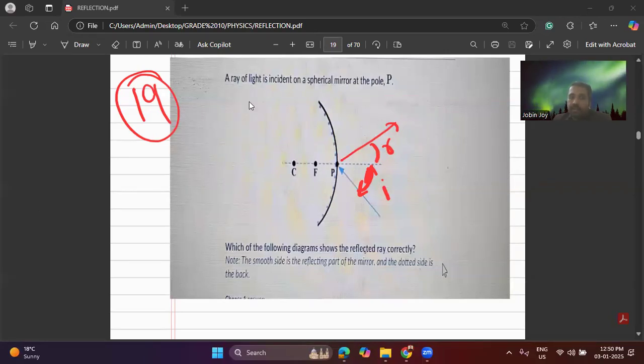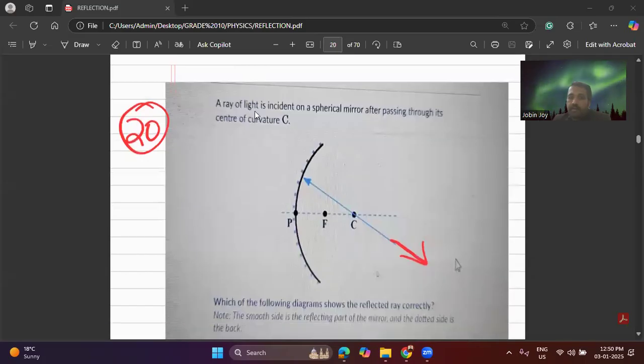Then coming to the next one. Again, we already discussed these type of problems. Here, a ray of light is incident on a spherical mirror after passing through the center of curvature C. So this is the incident ray. If the incident ray is passing through the center of curvature, then the reflected ray will follow the same path. So the reflected ray will be like this. This is the reflected ray.